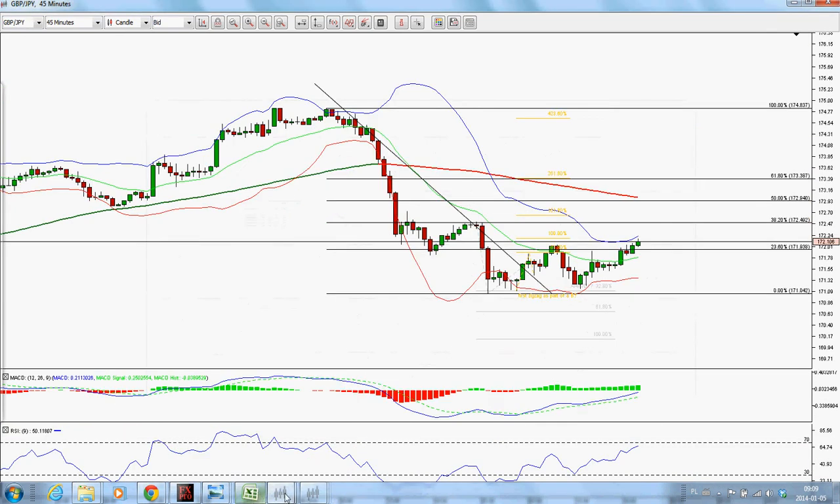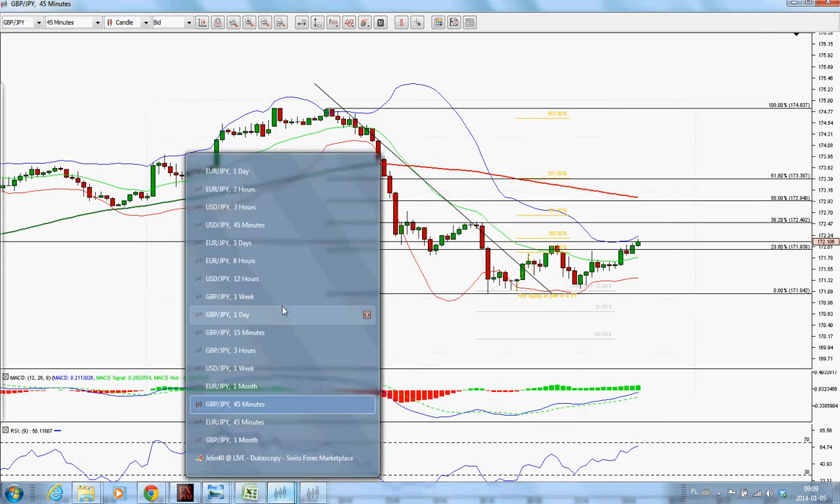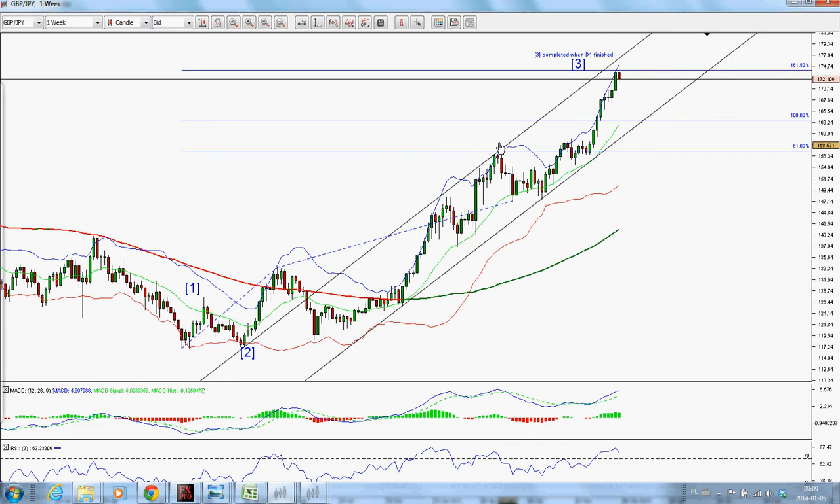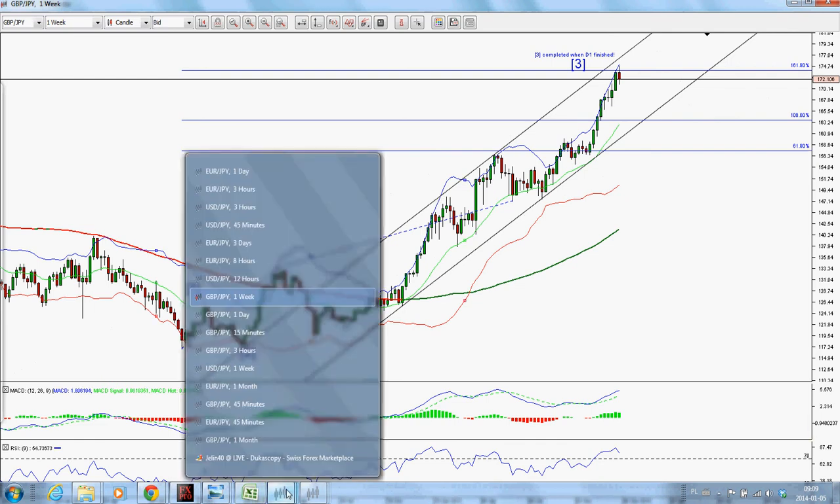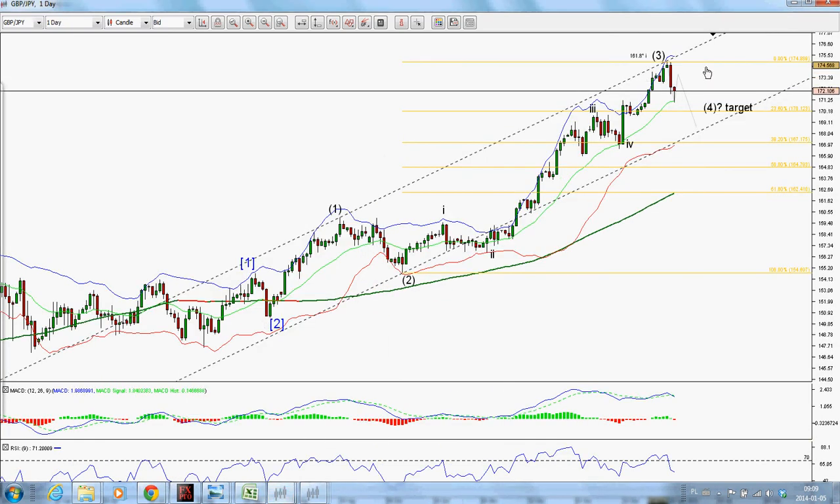You can expect a flat correction in this area as well. A flat correction would mean, okay, we did an A, we have a B here, and then a C. Yeah, this is also possible. Yeah. Why not? Yeah, but I don't think so. I think we should have a zigzag here in this area.